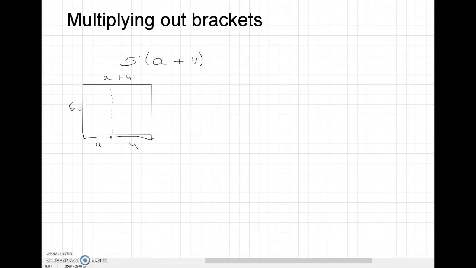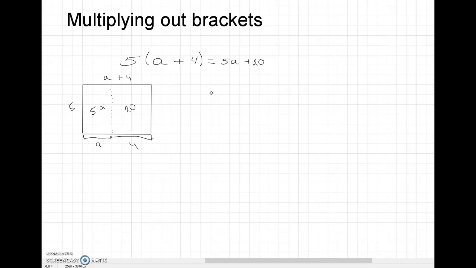The area of this rectangle is 5 times a, or 5a. The area of this rectangle is 5 times 4, or 20. That means that the area, which should be the same as 5 times (a plus 4), the whole side, is also 5a plus 20.